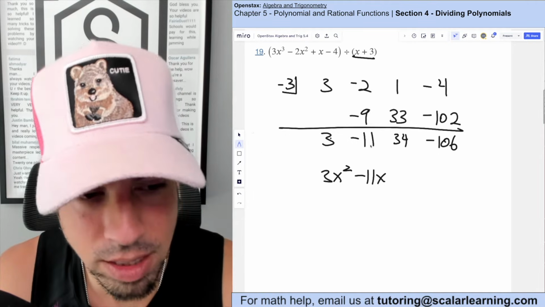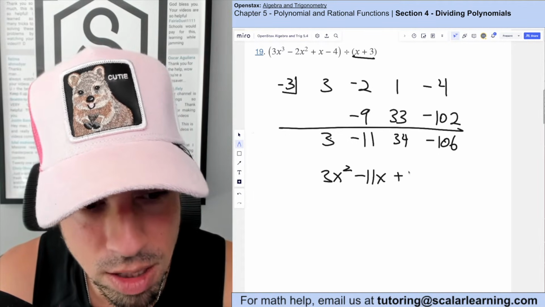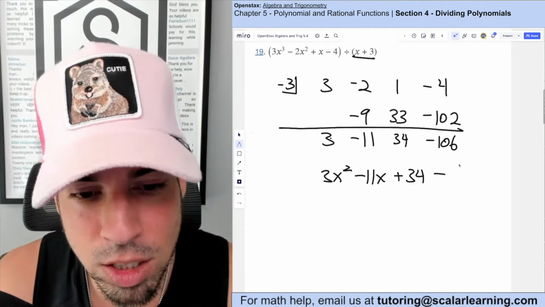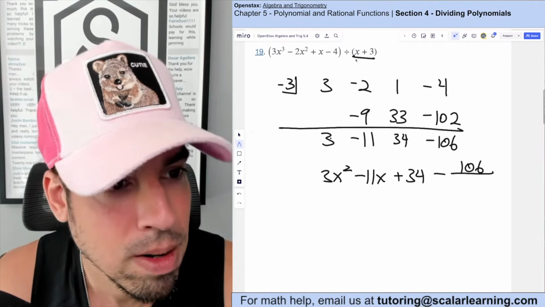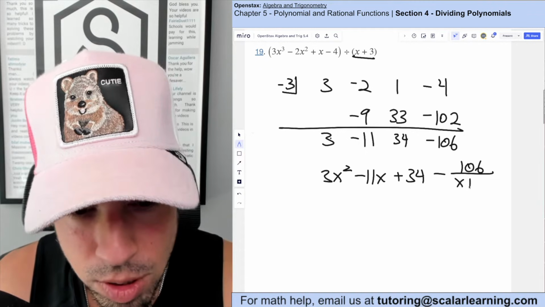Next term, next number goes with x. Then this one is our constant alone. And then last but not least, we have that remainder, negative 106, and we divide that by the original divisor, which is x plus 3.